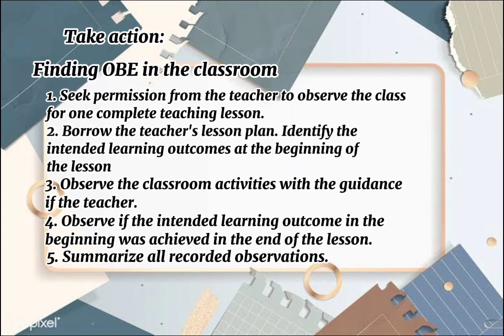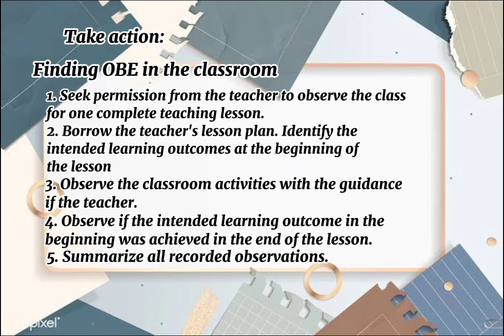Take action. Finding OBE in the classroom. Number 1, seek permission from the teacher to observe the class for one complete teaching lesson. Number 2, borrow the teacher's lesson plan. Identify the intended learning outcomes or objectives at the beginning of the lesson.